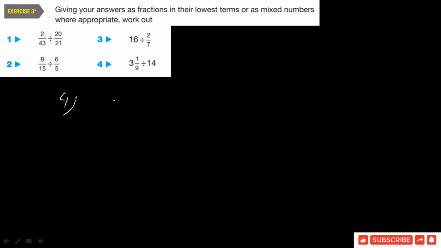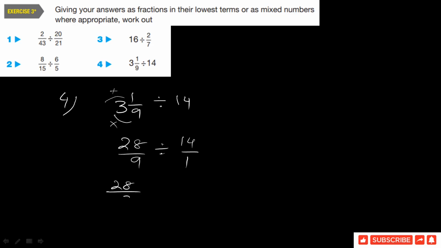Question 4 states 3 whole 1 upon 9 divided by 14. Now this is a little different and twisted question. First of all, we convert this mixed number into a fraction. So 9 times 3 is 27. 27 added to 1 will be 28 upon 9. Now divided by 14, 14 means 14 upon 1. Now we keep the first fraction same, divide into multiply. 14 upon 1 will become 1 upon 14.